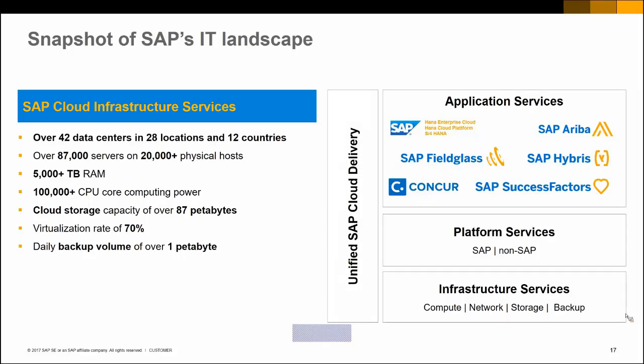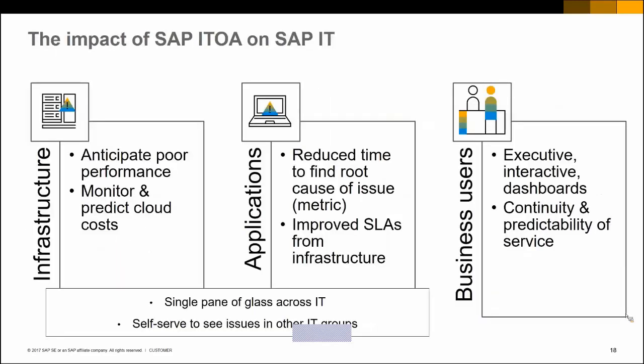And we're large. SAP IT has 42 data centers in 28 countries across the globe. It's got 87,000 servers and 20,000 physical hosts that have to be monitored. It's got a virtualization rate of 70%. So that is something really that brings in some complexity that needs to be managed and monitored. And it's dealing with massive amounts of data.